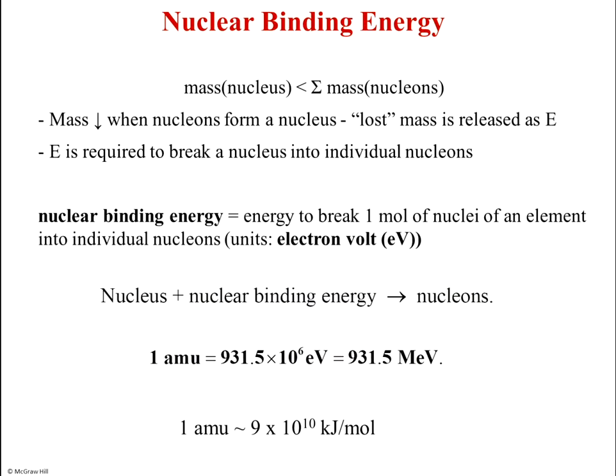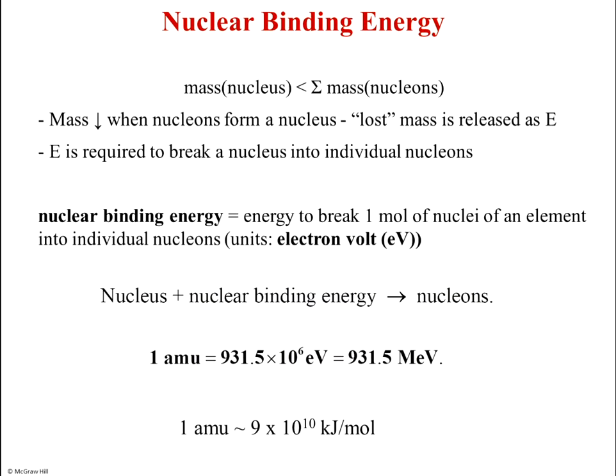We can think of this in terms of what's called nuclear binding energy. It turns out that if we take the mass of a nucleus, it's less than the sum of the masses of the individual nucleons. Because when the nucleons come together to form the nucleus, they are a more stable system held together by the strong nuclear force. That's a very strong force. And so the mass decreases when the nucleons form, and the lost mass is released as energy.